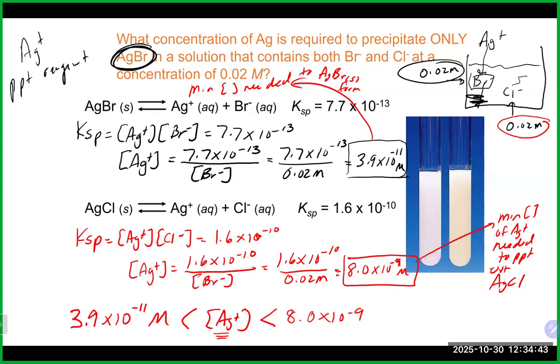And again, if we just added silver at a concentration greater than 8 times 10 to the minus 9, what will happen? If at the beginning we just dumped in there a concentration greater than 8 times 10 to the minus 9, what should happen at that point?